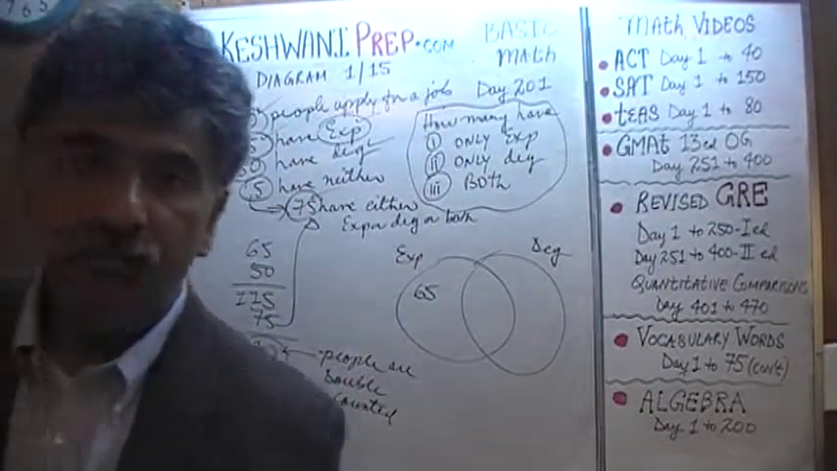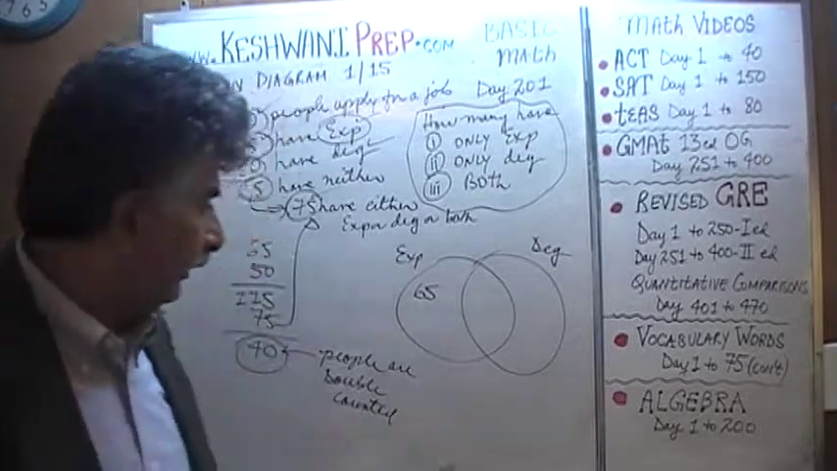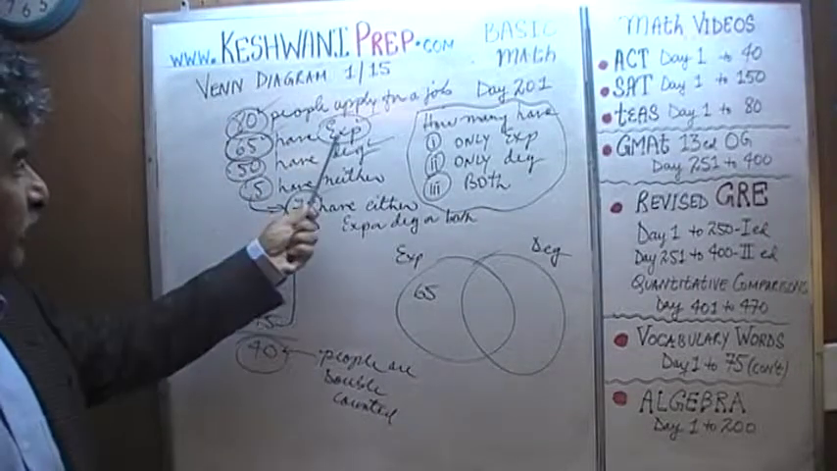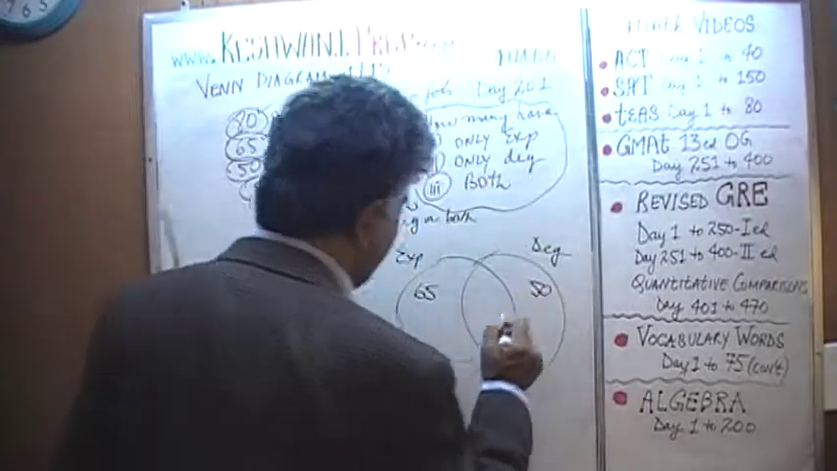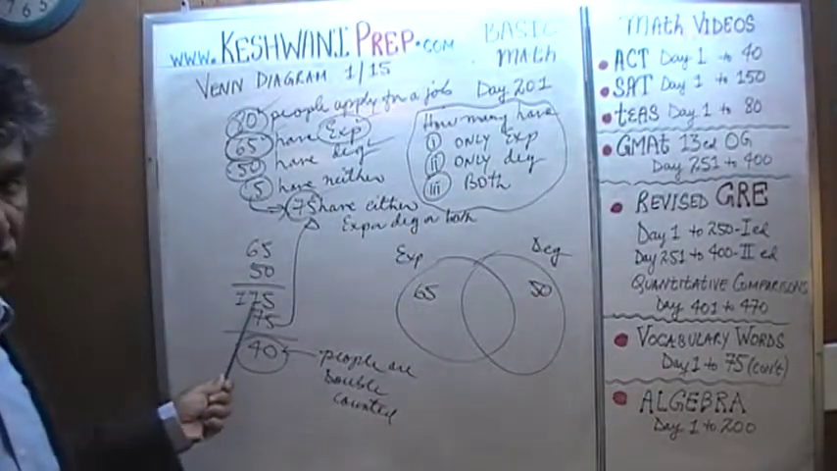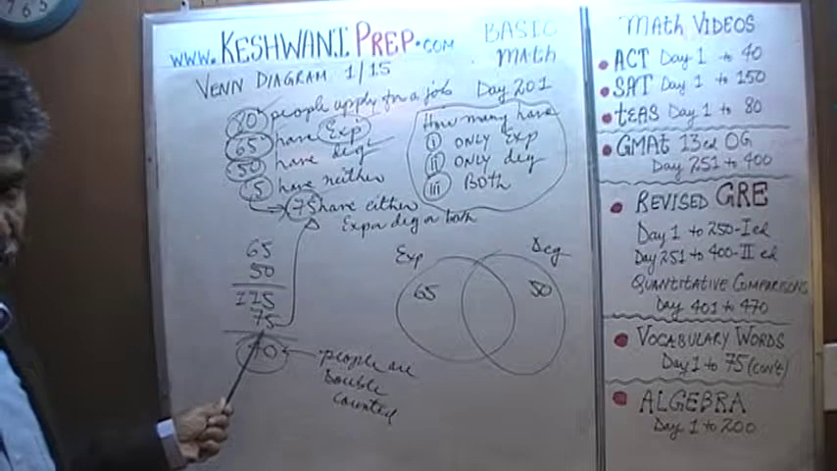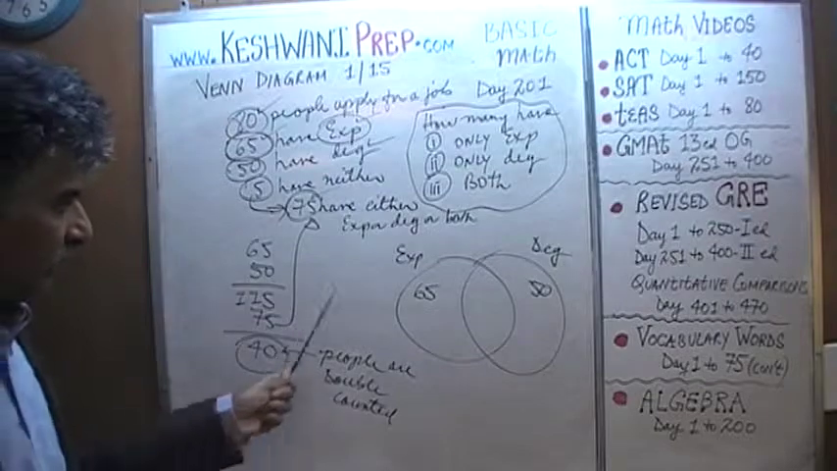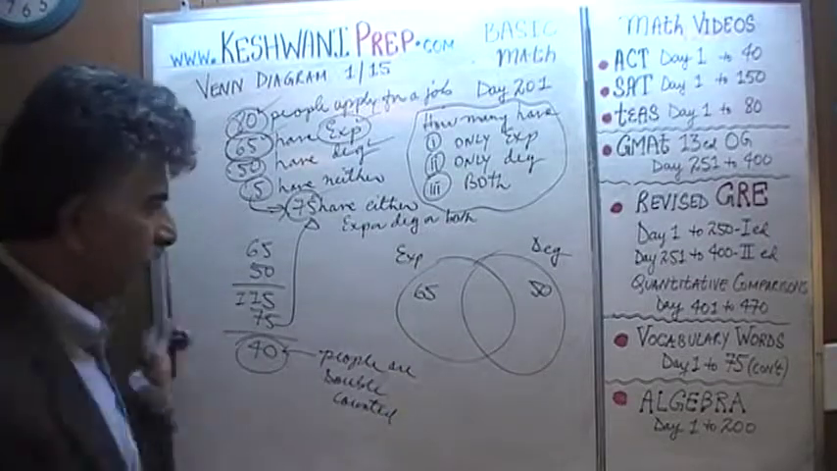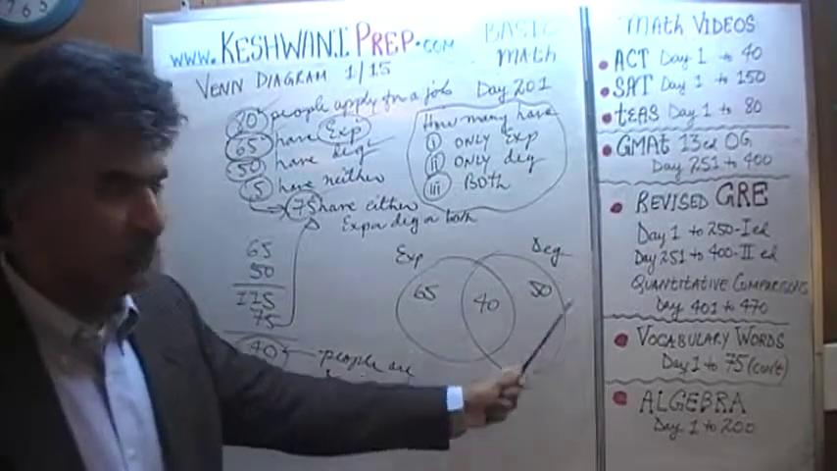And the answer to all of these three questions is going to appear at once together in the Venn diagram, as we will see. So 65 people we are told have experience, we put it here. 50 people have degree, we put it here. When we add up 65 and 50, we end up with 115, when you know that only 75 people happen to have a degree or experience or both. Only 75 people. That means 40 people are double counted. They are first counted as the people who have experience, and then the same 40 people are counted as the people who have the degree.